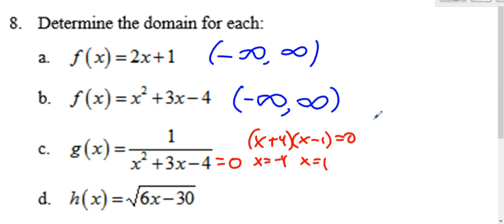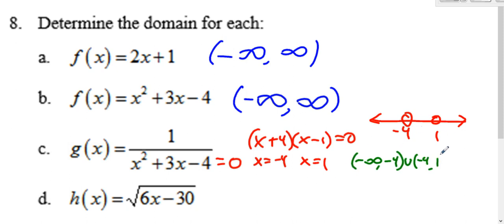So I'm going to picture this on a number line. -4 and 1, those both would get open circles. You have to remove those points, which tells us that we've got 3 intervals here. -infinity to -4, and then -4 to 1, and then 1 to infinity. 3 separate intervals there.